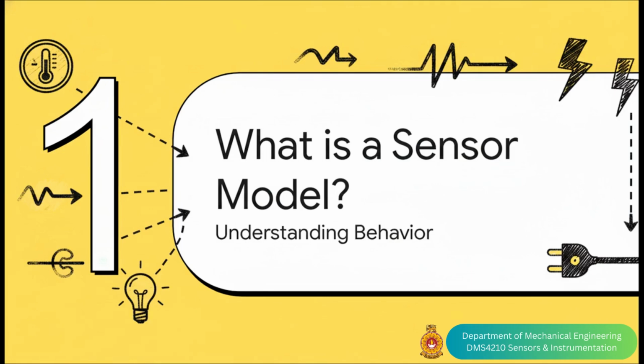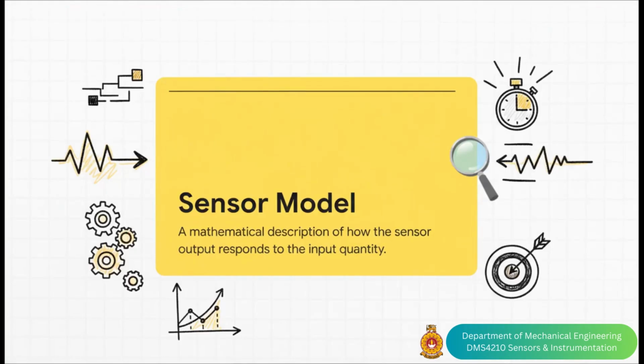Okay, so let's start at the very beginning. What is a sensor model? At its heart, a sensor's job is pretty simple. It takes some physical thing, like temperature, light, pressure, and turns it into an electrical signal we can actually use. A sensor model is just the language we use to describe how that conversion happens. To get a little more specific, it's a math equation that describes the relationship between what goes in and what comes out.